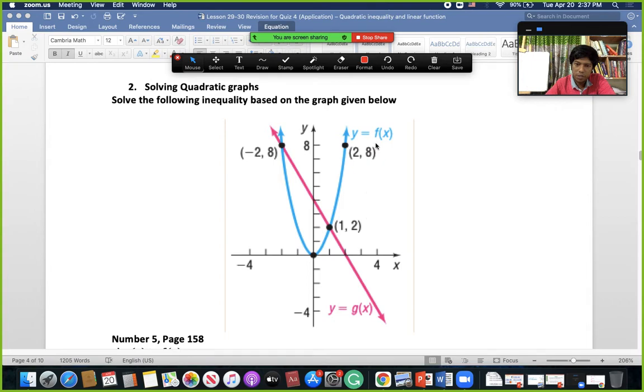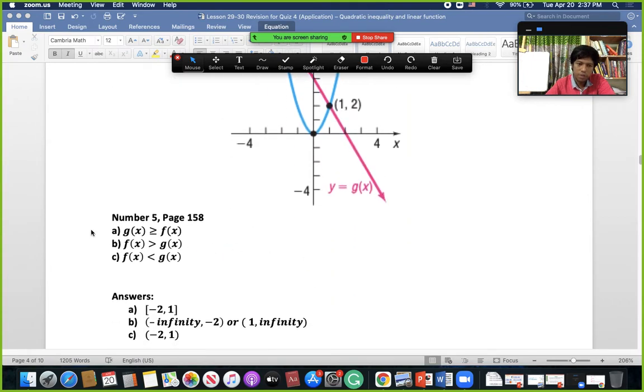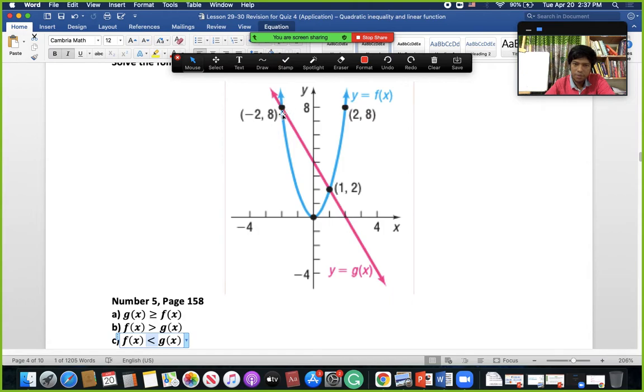One is g(x), another one is f(x). So our question is where g(x) is greater than or equal to f(x), where f(x) is greater than g(x), and where f(x) is less than g(x). You will notice that the A and C questions are mostly the same, just here you have greater than or equal to, and here it is only the less than sign. That's why the answer is the same in A and C, just the bracket, the parenthesis, is different. And B is as usual.